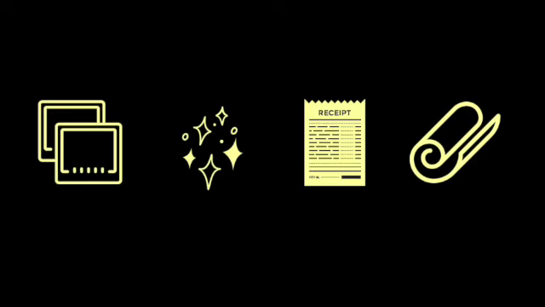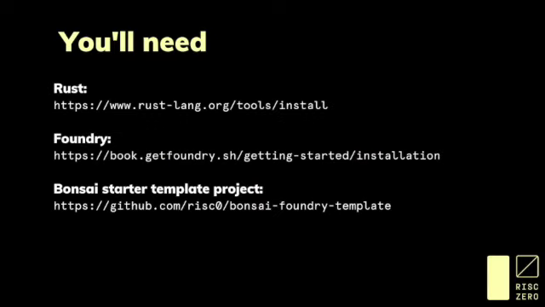They just say your receipt checks out, which means your proof checks out, which means we're sure your computation checks out. And so with that in mind, let's get back to the hackathon. I want to do a quick review of the essentials for the weekend. So here is what you're going to need. You're going to need Rust, Foundry, and the Bonsai starter template project.